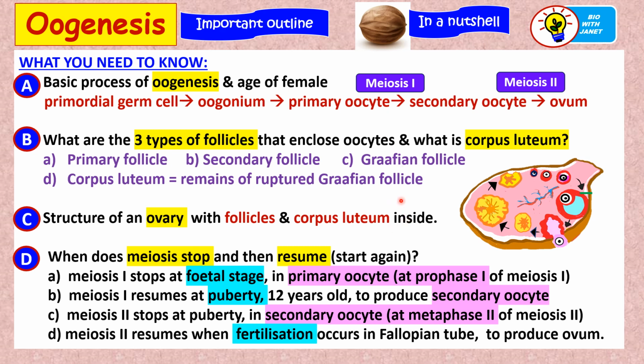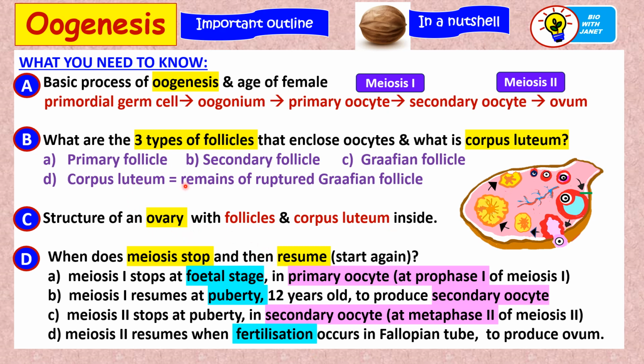So when the Graafian follicle has burst or ruptured and released the secondary oocyte into the fallopian tube, then the remains of the Graafian follicle is called the corpus luteum. So it is not a useless structure. It can secrete the hormone progesterone, which regulates the menstrual cycle. We're going to discuss more about this in the next few slides.